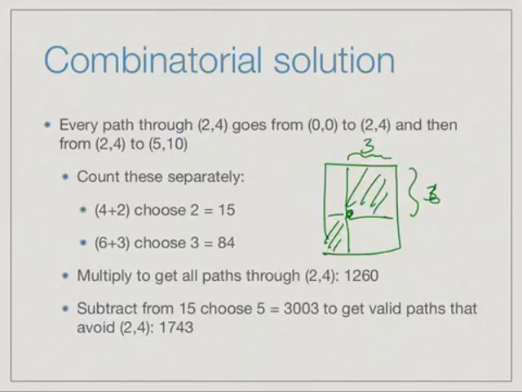And each of the ways in the bottom can be combined with the way on the top. So we multiply this and we get 1260 paths which pass through this bad intersection. We subtract this from the original number 3003 and we get 1743 paths which remain. So our combinatorial approach still works.